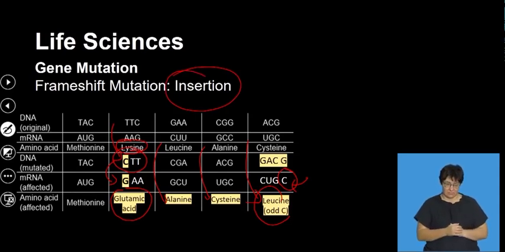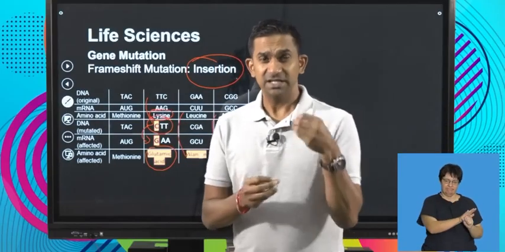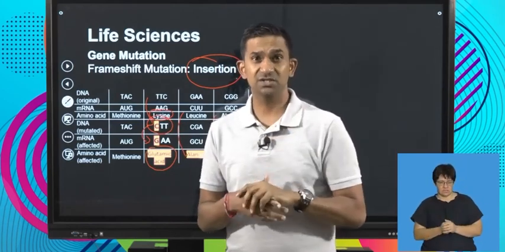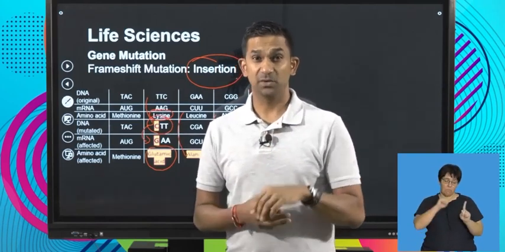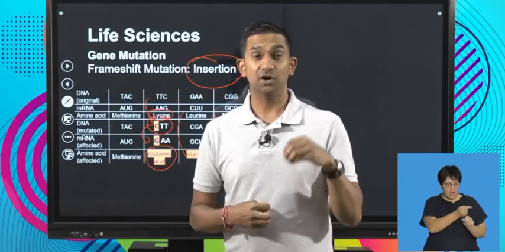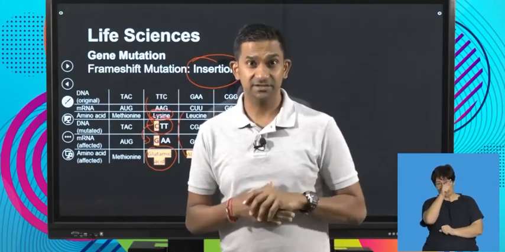So guys, we've looked at the effect of insertion and deletion as frameshift mutations. We've looked at substitution as well as a point mutation. What's very important for us to look at next is the effect of these mutations on the protein and how that affects characteristics of individuals.